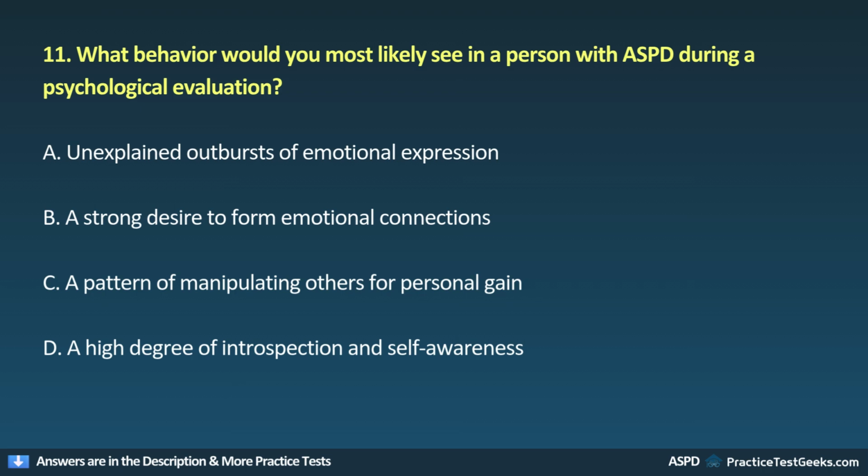11. What behavior would you most likely see in a person with ASPD during a psychological evaluation? A. Unexplained outbursts of emotional expression. B. A strong desire to form emotional connections. C. A pattern of manipulating others for personal gain. D. A high degree of introspection and self-awareness.